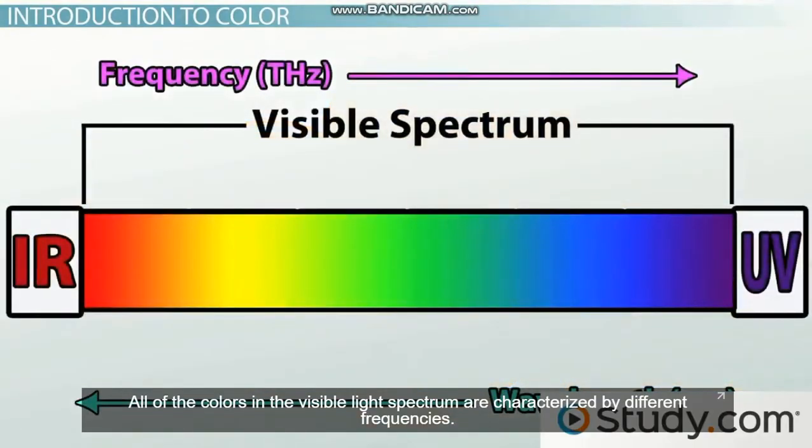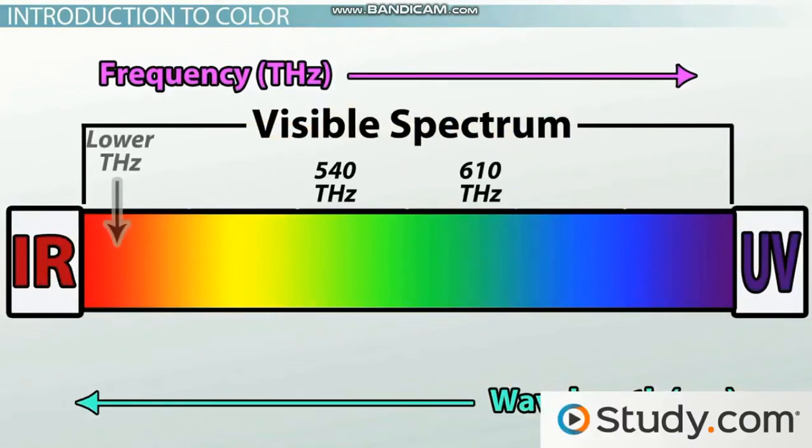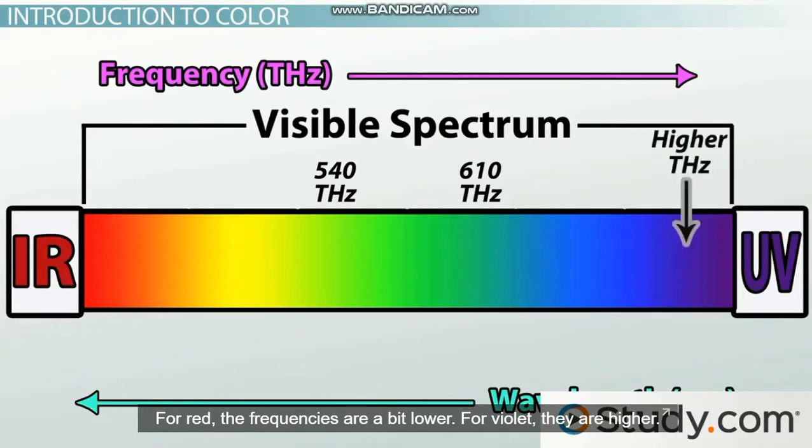All of the colors in the visible light spectrum are characterized by different frequencies. Green-colored light lives between 540 and 610 terahertz. For red, the frequencies are a bit lower. For violet, they are higher.